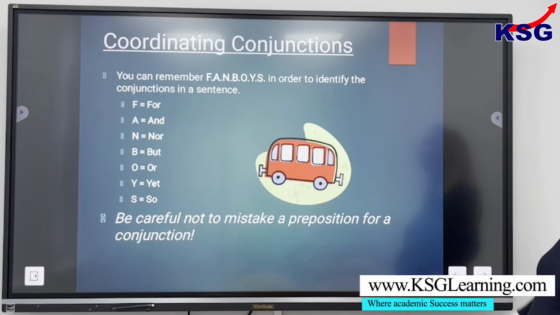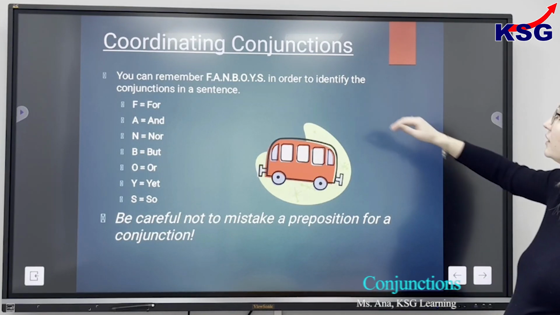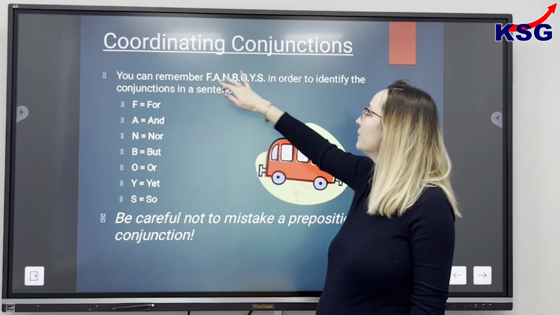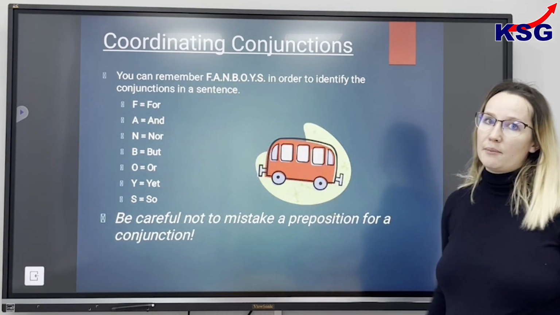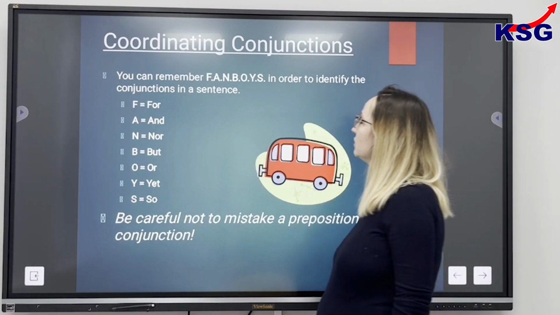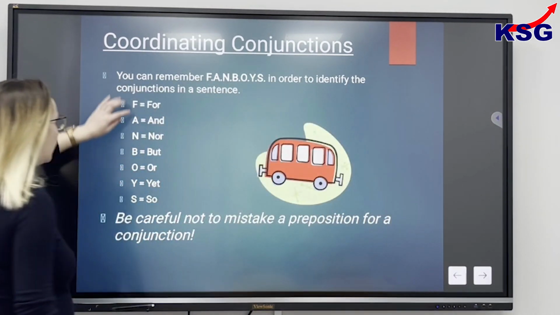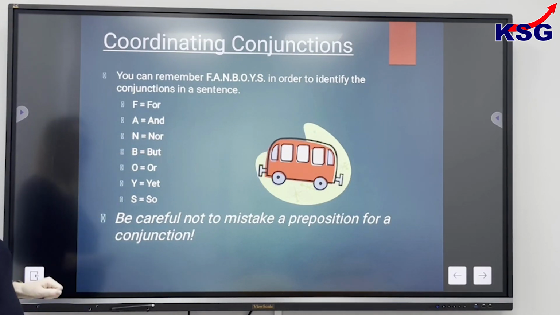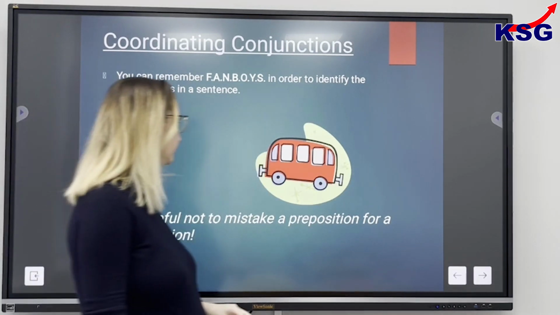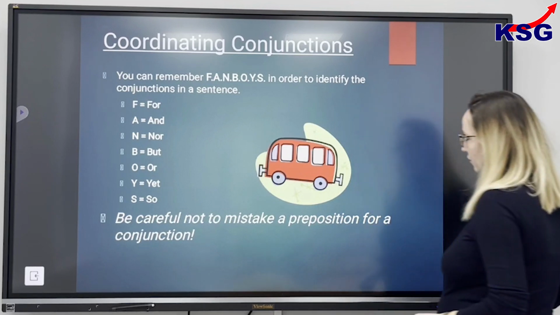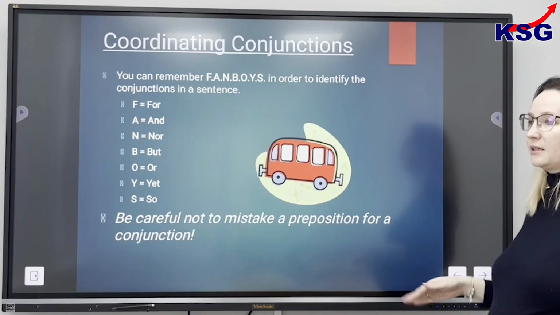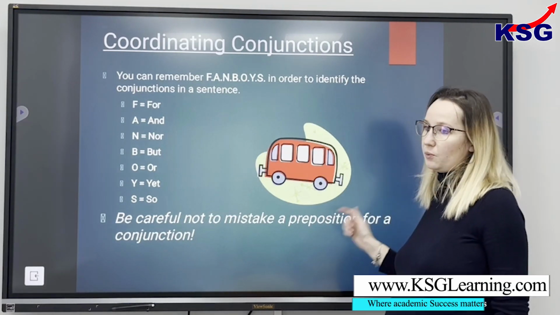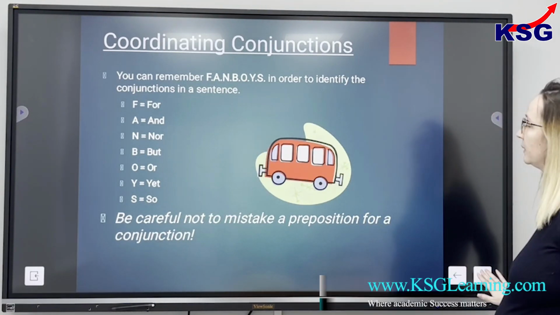Coordinating conjunctions. You can remember FANBOYS in order to identify the conjunction in a sentence. You have the acronym here, which helps you to remember really easily the types of conjunctions, and you have them here: for, and, nor, but, or, yet, and so. Just pay attention. Never make the mistake of confusing the preposition with the conjunction.